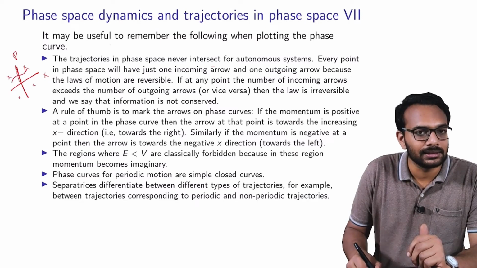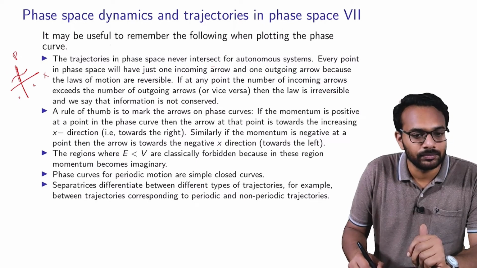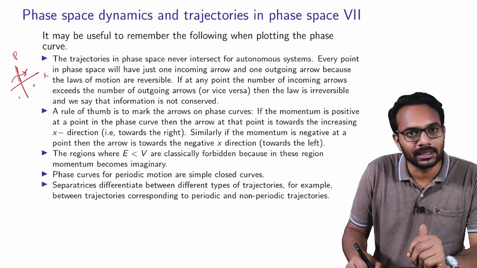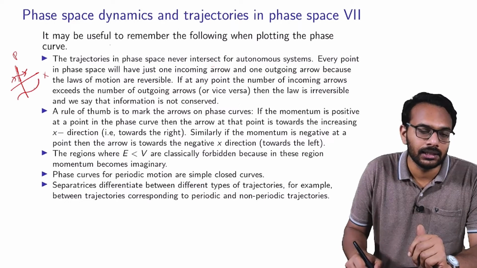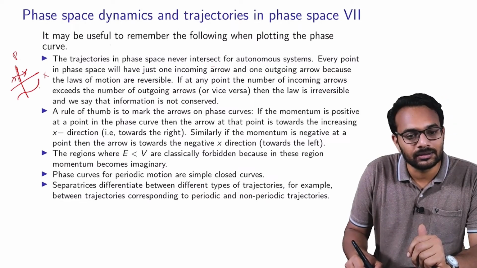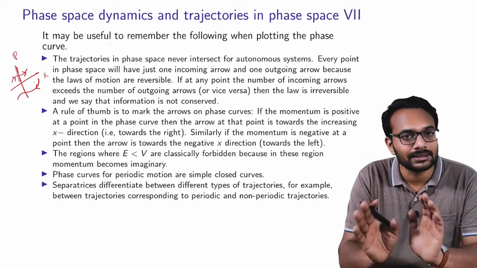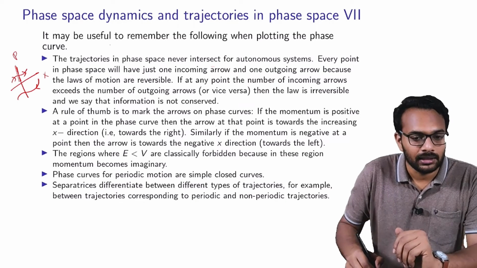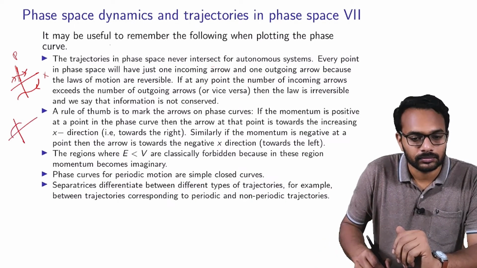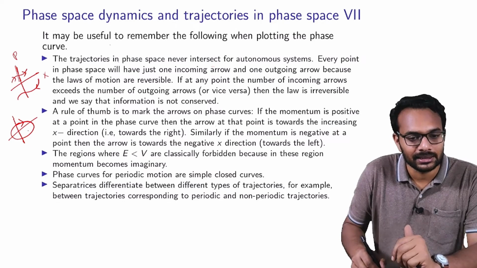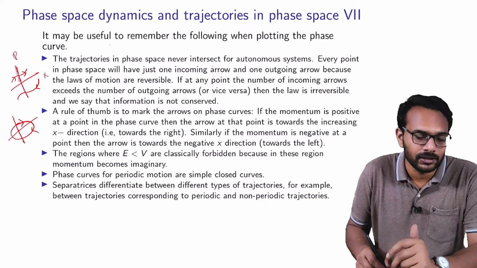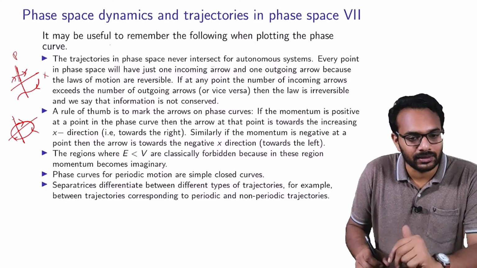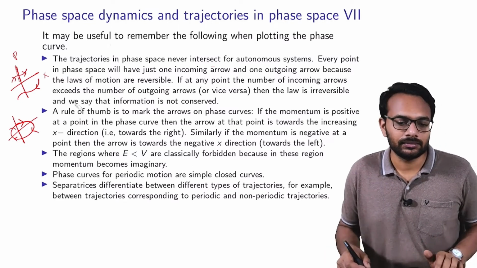If you have a curve like this, you see that the momentum is positive in this quadrant, so the arrow has to be towards the positive x direction. Also in this quadrant. Similarly, if you have some curve like this here, it's in the quadrant where p is negative. This means that the arrow is towards the negative x direction. That's a simple rule to remember. For example, if you look at the simple harmonic oscillator, the momentum is positive here, so the arrow is towards the positive x direction. The momentum is negative here. This is the zero point. Momentum is negative in this quadrant, so it's towards this direction, left. And here again it's negative, so it's towards the negative x direction, like that. So that's how it is.